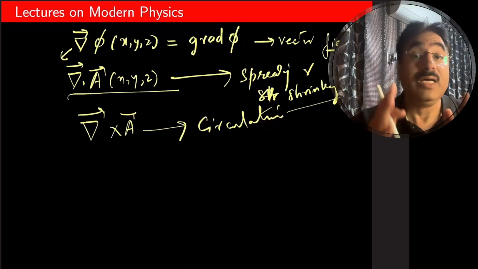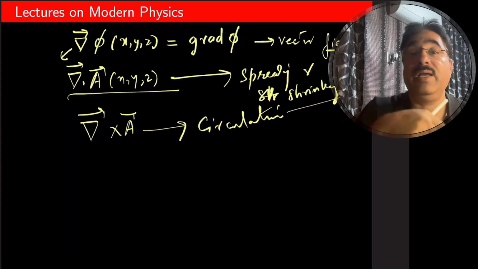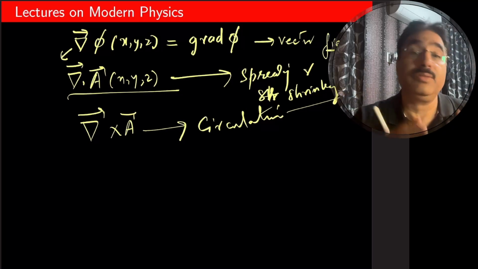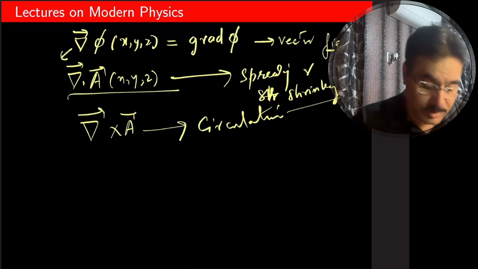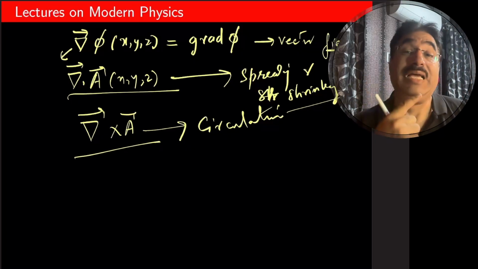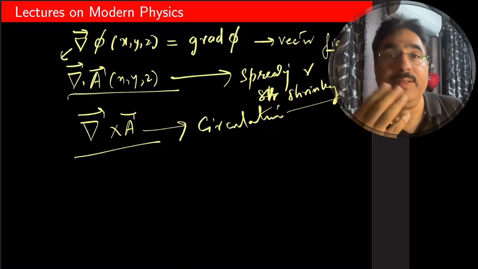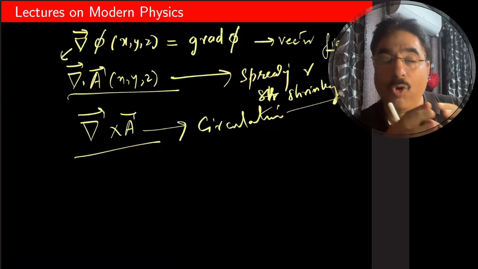So naturally, the curl will not be zero in this case, because the magnetic field is looping around the conductor, so it will have a positive curl, right? So curl will tell you whether the field is circulating or not. It's finding out the circulation of the field. Divergence will tell me that the field is spreading or shrinking, and the gradient is meaningful only for a scalar field.